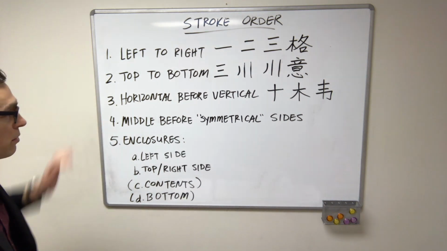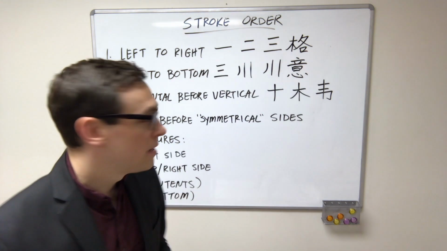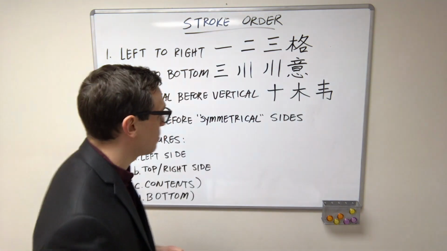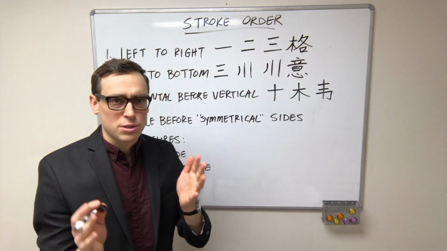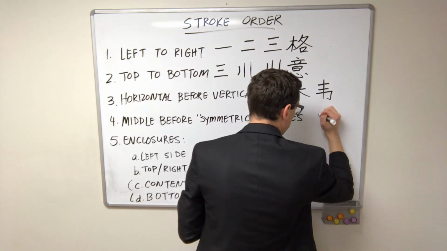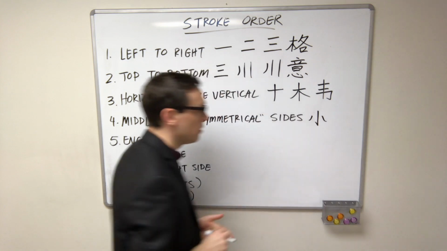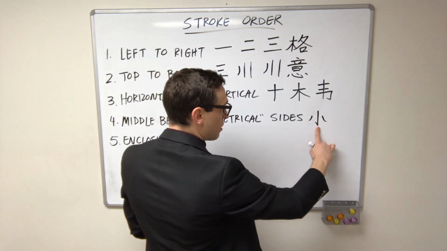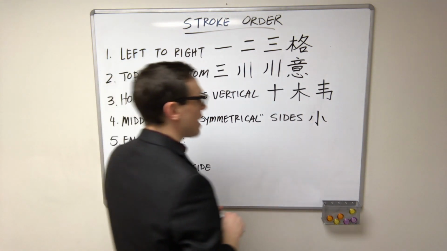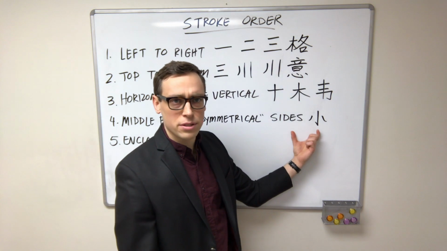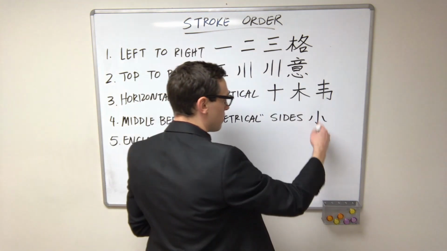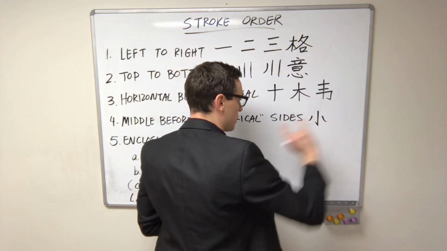Next, middle before symmetrical sides. Now these can be very symmetrical sides or they can be relatively symmetrical sides, but if they're minor strokes compared to what comes in the middle, the middle is going to go first. For example, the character xiao for small. That middle comes first. We have these 2 relatively symmetrical sides. Those will come next. Which side comes first? Let's follow our previous rule, left to right. So the middle, then left side, right side.